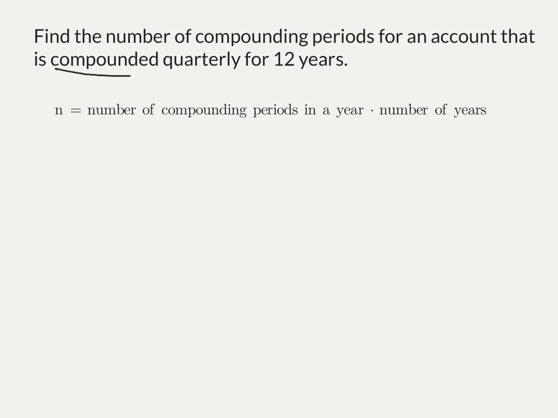an investment that is compounded quarterly. So quarterly is our compounding period. That means that it's compounded 4 times a year. So the number of compounding periods in a year is 4. And we'll multiply that by the number of years, which is 12. n equals 4 times 12. And that is 48. So there are 48 compounding periods for the account.